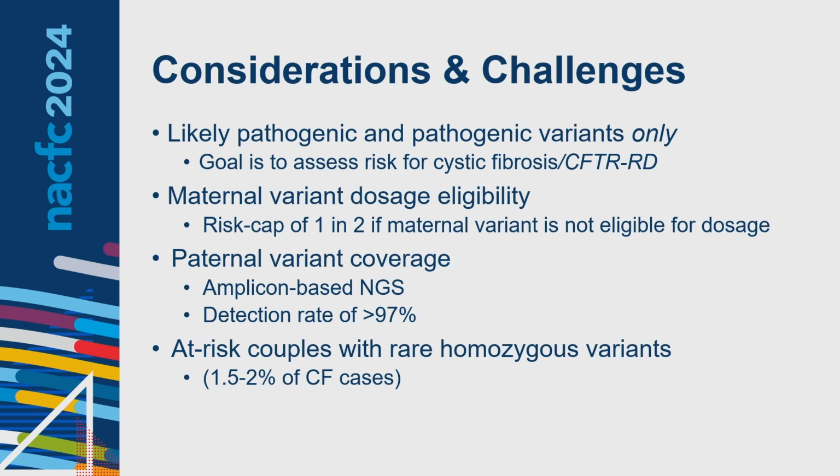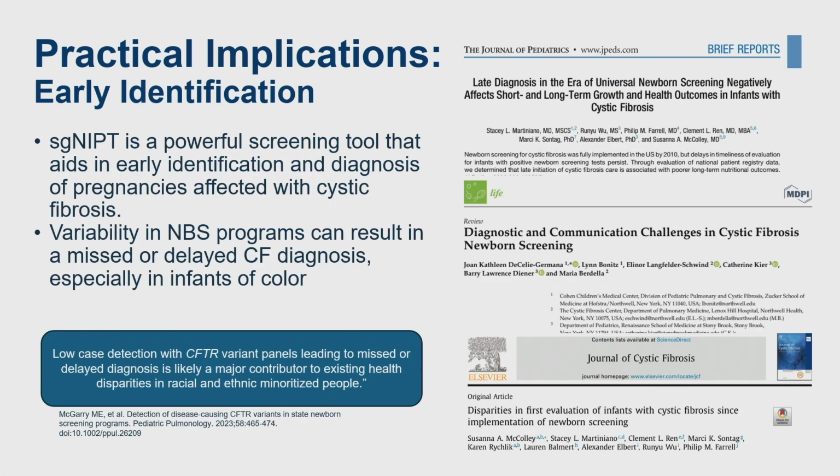Thankfully, the dosage ineligible and those rare homozygous variants that we want to take into account are a very small percentage of diagnosed CFTR genotypes. So potential updates in the future, but that's kind of where we stand right now. And with the last few minutes of my time, I just wanted to talk a little bit about, I think that technology is really cool, but what does that look like in practice? And so we know that single gene NIPT workflow is likely a better workflow for identifying at-risk pregnancies than traditional carrier screening.